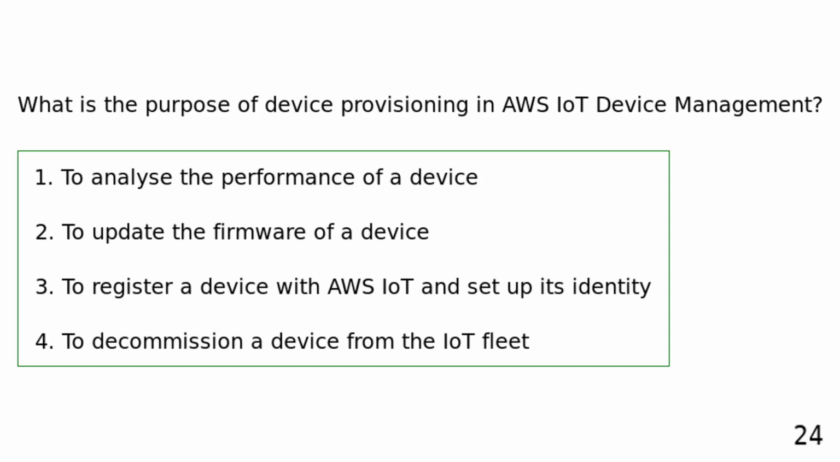What is the purpose of device provisioning in AWS IoT Device Management? To analyze the performance of a device. To update the firmware of a device. To register a device with AWS IoT and set up its identity. To decommission a device from the IoT fleet.